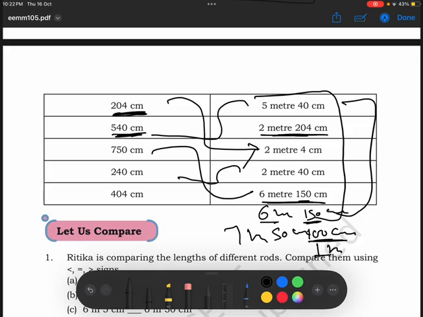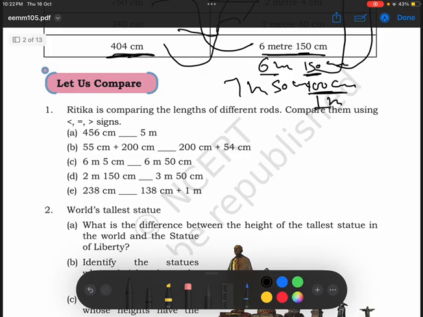Okay, and 404 centimeter. As you can see, there is no 4 meter, but the second one has 2 meter here, and 200 centimeter here, and 200 centimeter is 2 meter. So the total is 2 meter and 2 meter, so it will be a total of 4 meter. So the answer will be this.